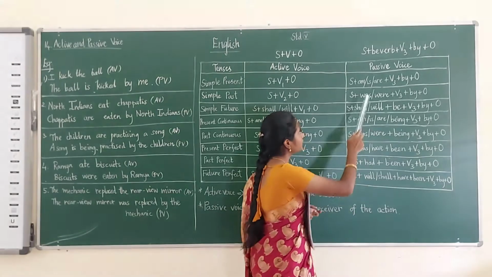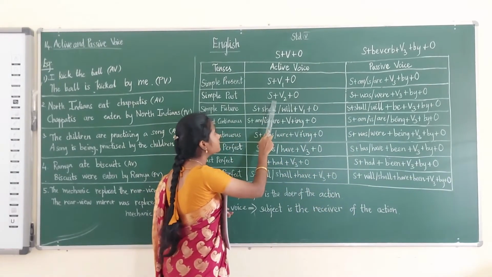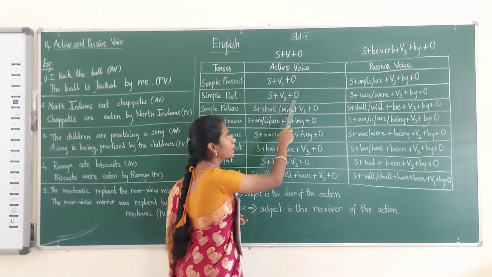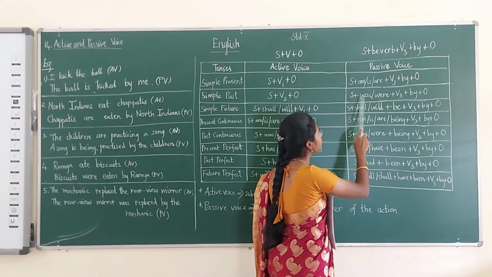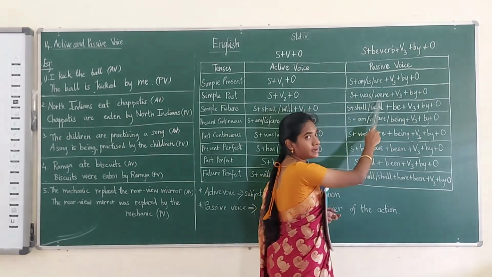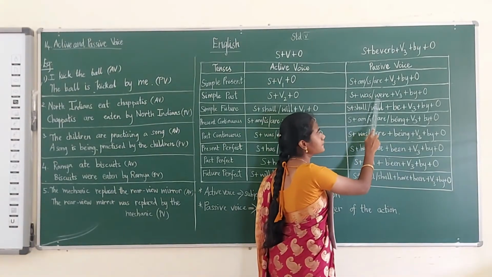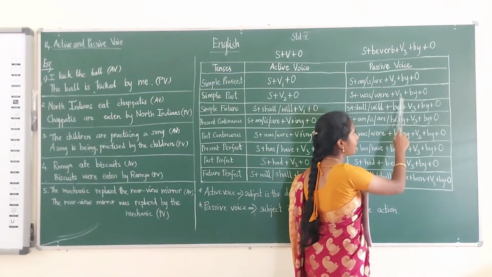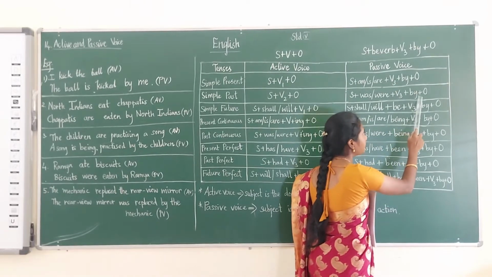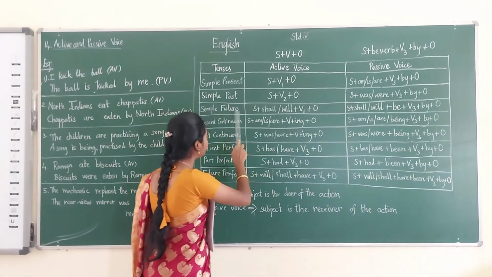Okay, the next one, simple past. The structure is subject plus V2 plus object. Okay, while we are writing in the passive form, how do we have to write? Subject plus was or were in the past tense. Okay, in the past tense, the be verbs are was, were, plus V3, that is the past participle, plus by plus object.